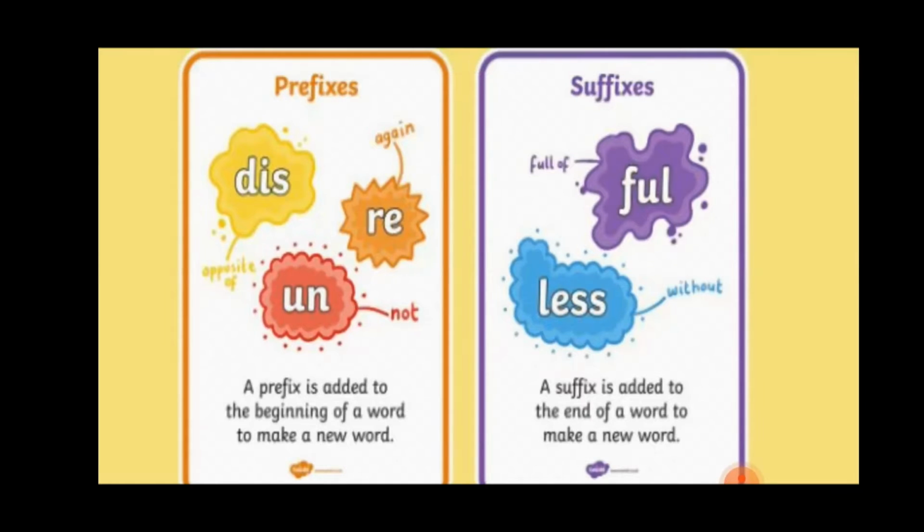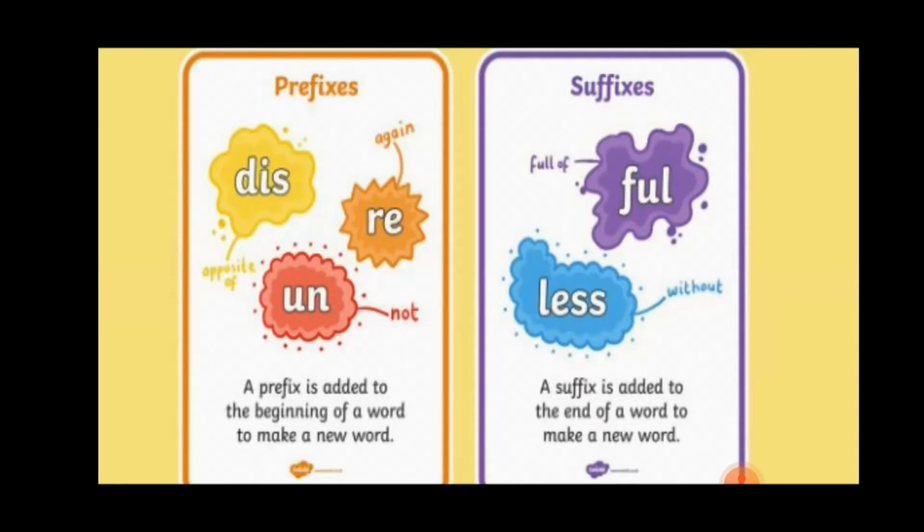Prefixes and suffixes. We are going to see only some. Here, dis, un, and re. What do you mean by dis? It's the opposite meaning of the word. Un means not, and re means again. So when you add these prefixes before the word, the meaning will change. For example, if I say happy, the meaning is entirely different when I add un before that. The meaning is totally changed. That is the point we have to note.